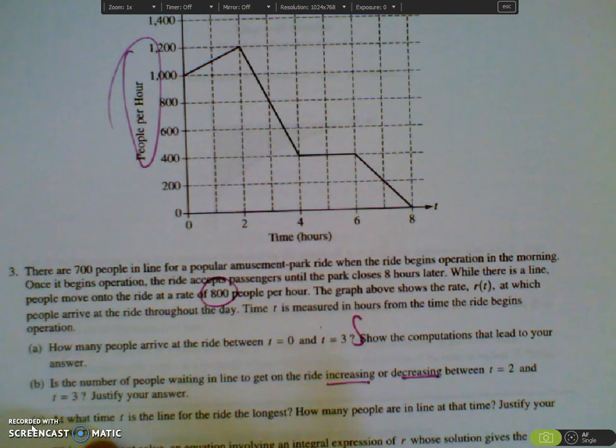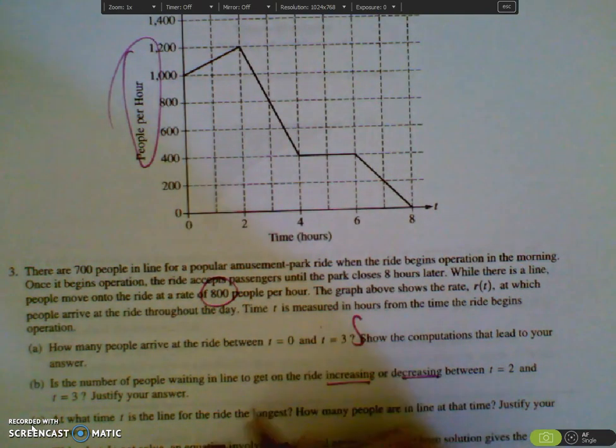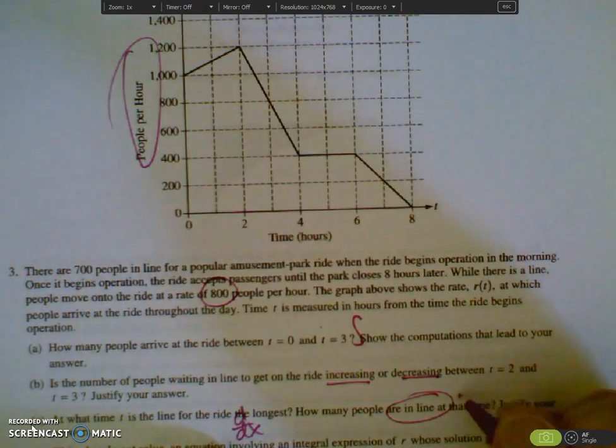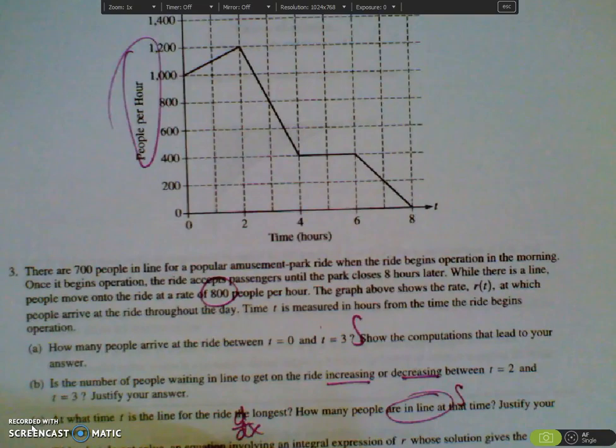In part C, at what time t is the line for the ride the longest? I'm looking for a maximum length, so because I'm looking for a maximum, I think that's a derivative, but then the question goes on to ask how many people are in line at that time. Well, the number of people in line, in order to determine that, I'd have to use an integral. So this problem involves both a derivative and an integral.